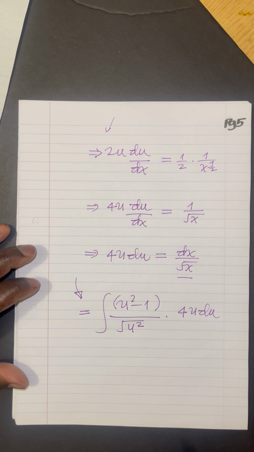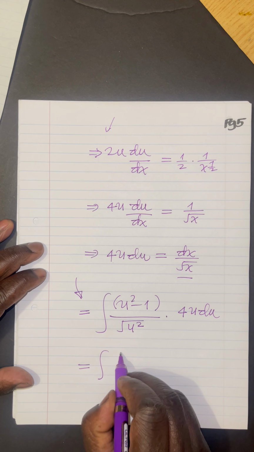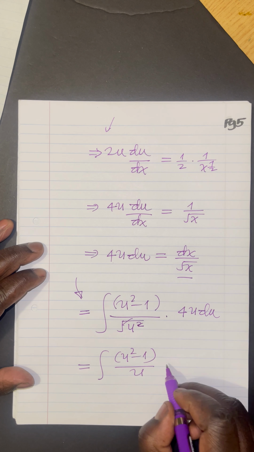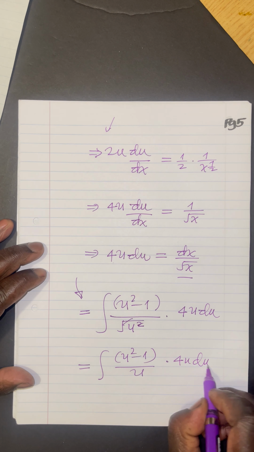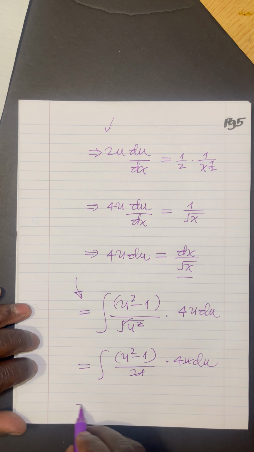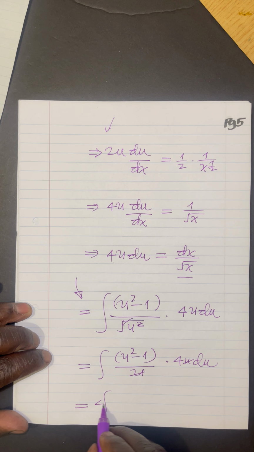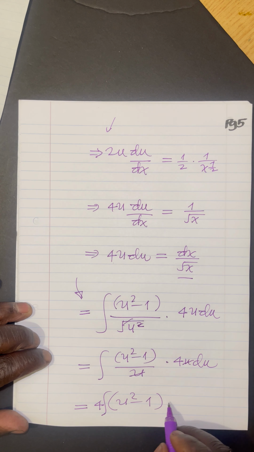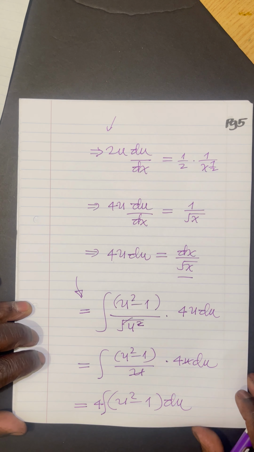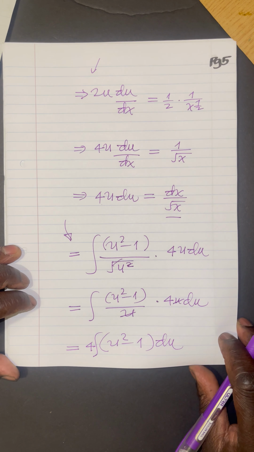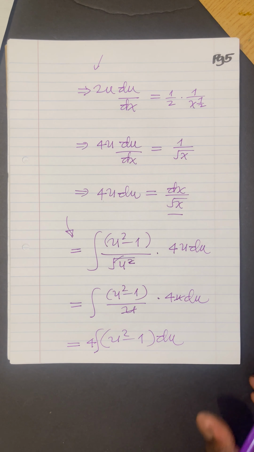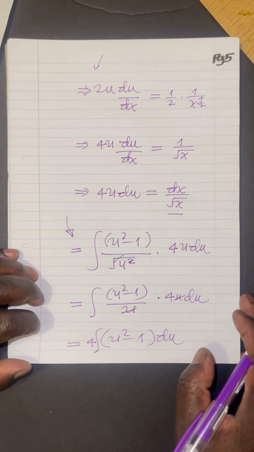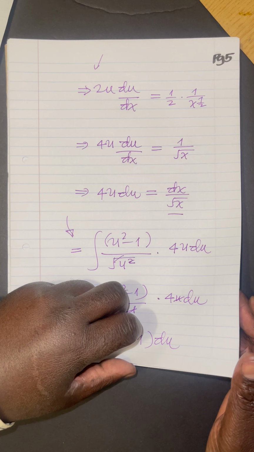Now, let's clean up. So this is the same as the integral of u squared minus 1 all over u. Remember, that cancels that. Times 4u du. This u cancels that u. And we have the integral of, let me take 4 out because 4 is a constant, u squared minus 1 in brackets du. That's what we have. Now, how do we go about this? Well, we proceed as follows. Distribute the integral and the du, taking us to the next page, which is our page 6.